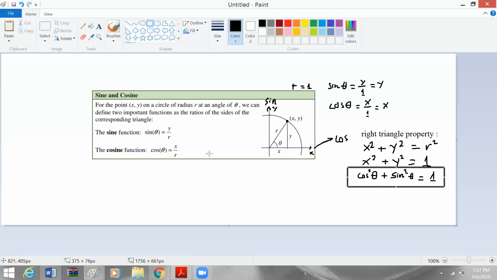As in the previous lecture, theta in this case will be between, for the first quadrant of the circle, 0 and pi over 2. This is a very important thing. So what is pi over 2? The pi over 2 is basically 90 degrees.